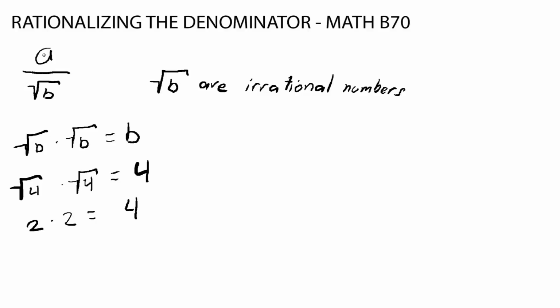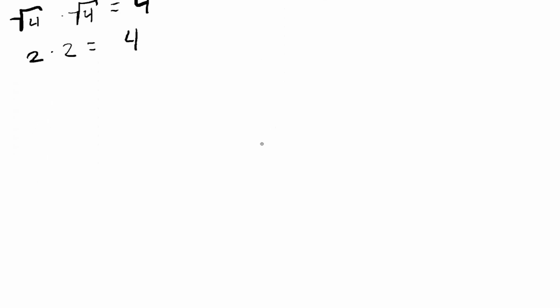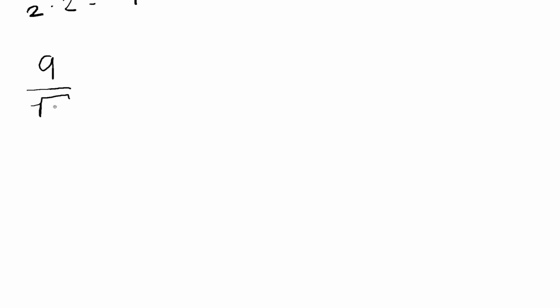we know that we have to multiply this fraction by the denominator. Let's have an example here, 9 over the square root of 5. You'll have to rationalize. Well, we now know that we have to multiply the top and the bottom by the square root of 5.